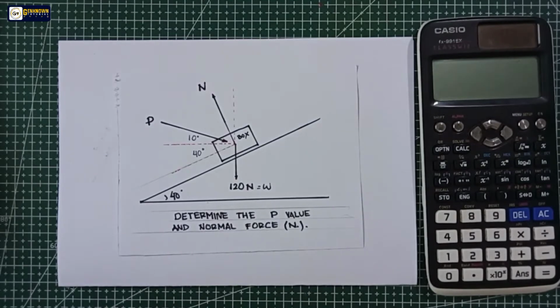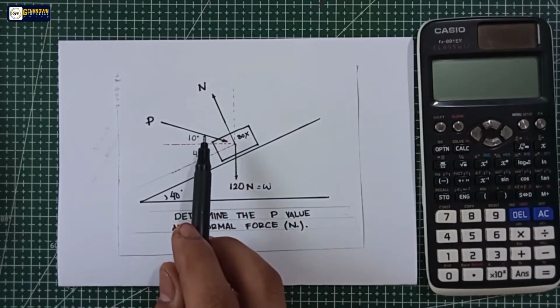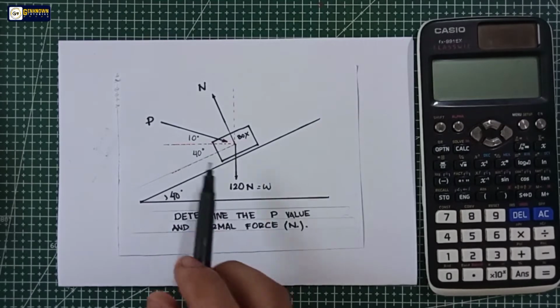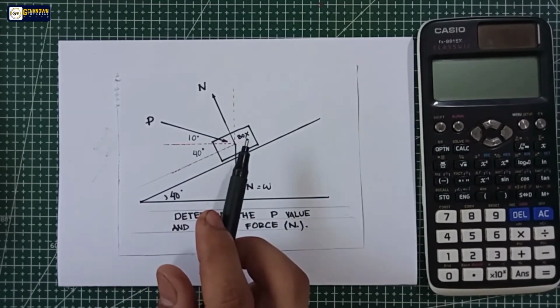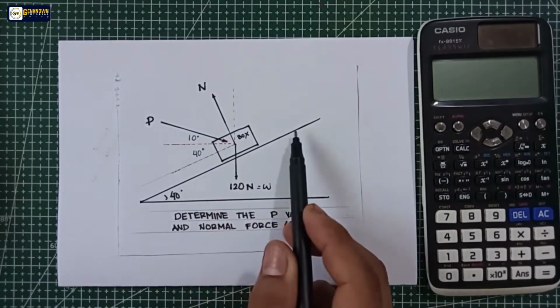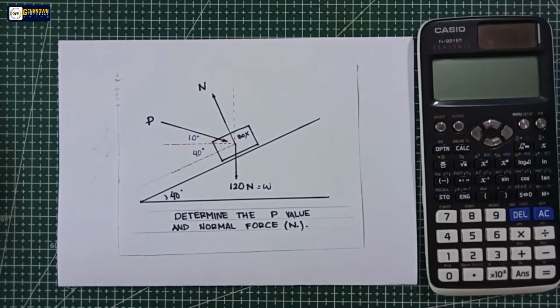Okay? First is 10 degree angle when we use the global axis. And 50 degree, 40 plus 10 is 50. 50 degree kapag sinundan natin tong surface na to by the use of local axis. The requirement in this problem is to determine the value of P and the normal force. So normal force is indicated as letter N, capital N.